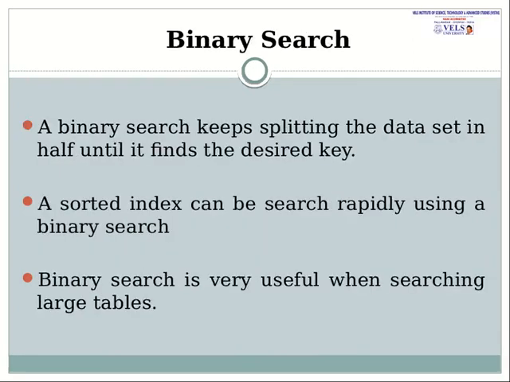The next method is binary search. Binary search keeps splitting the data set in half until it finds its desired key. So the entire set of keys is divided into two sets of keys, and you can easily find the desired key. With the help of this desired key you can easily find the records.